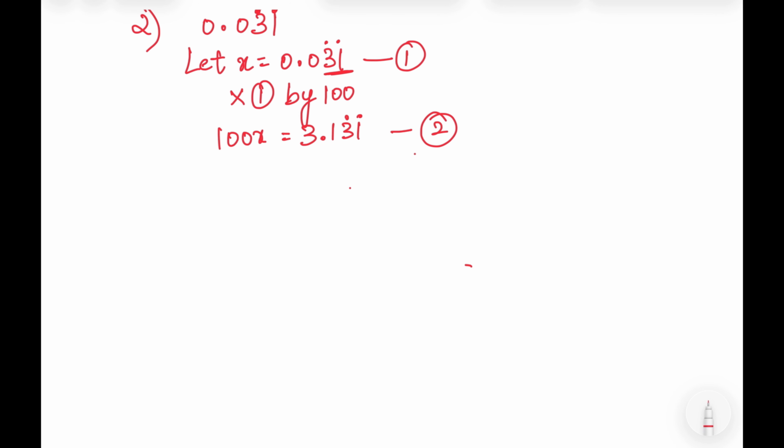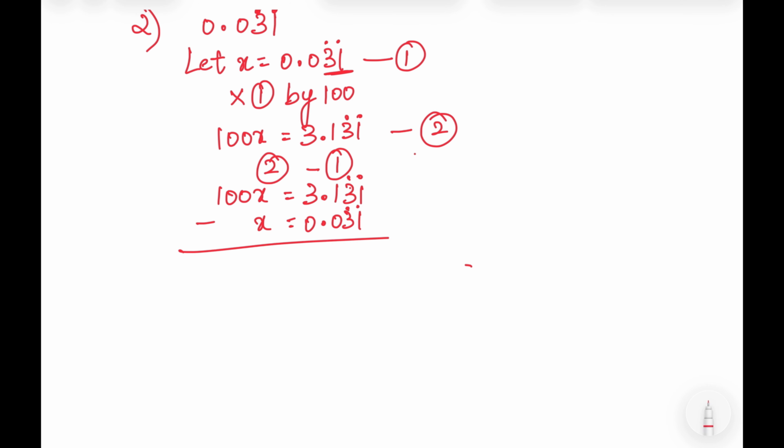Now third step, we'll subtract the equations. So this becomes 100x equals 3.131 minus x equals 0.031. Here also it's recurring. This becomes 0, this becomes 0, this is 1 and this is 3 and this becomes 99x.